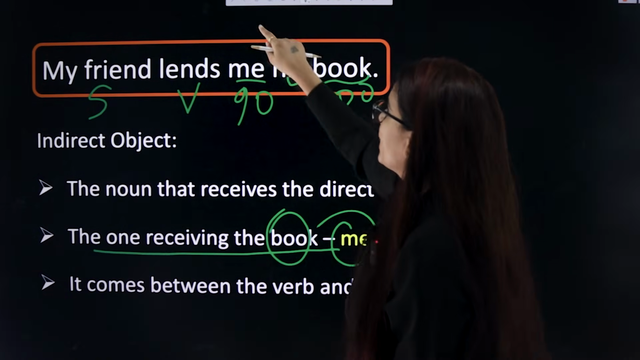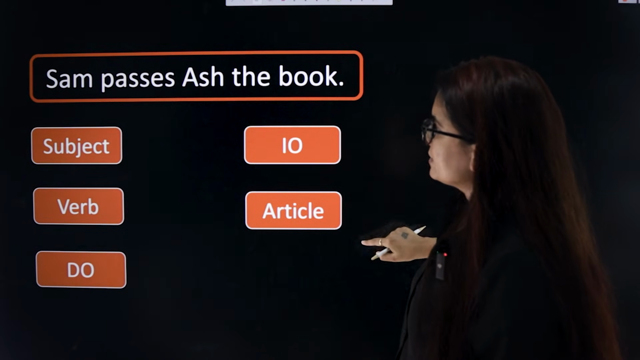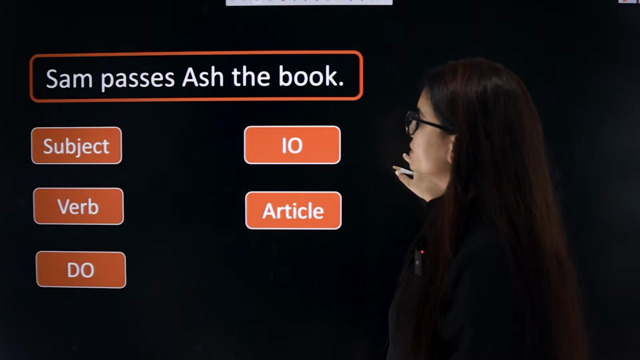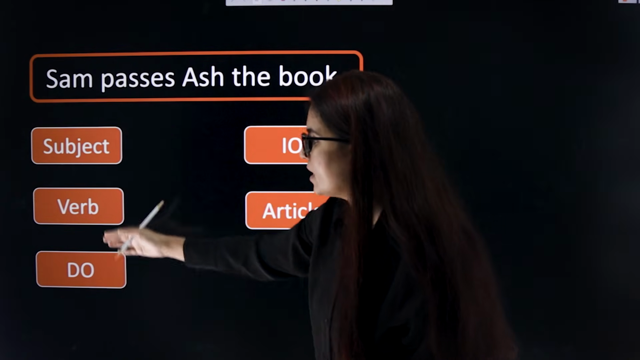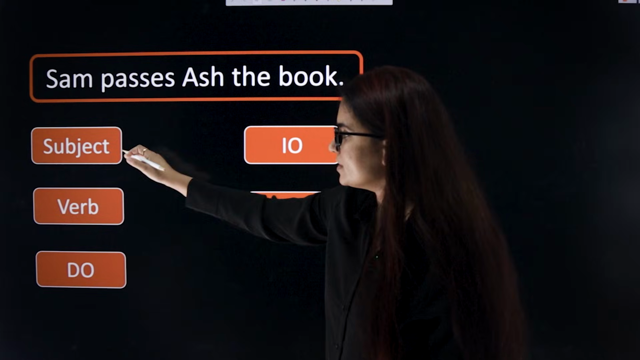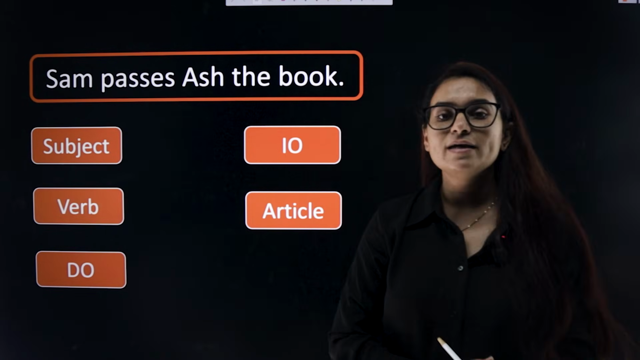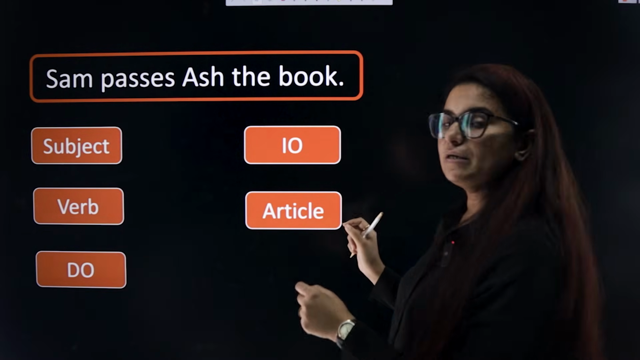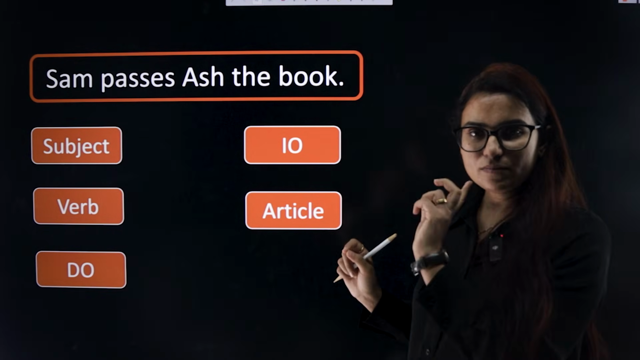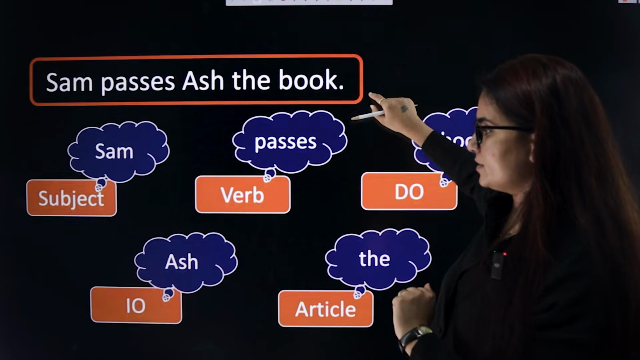100%? Alright. Now, we have a small exercise right now on your screen. Sam passes Ash the book. This is an exercise. I want you guys to take a minute and answer all of these questions. What is the subject? What is the verb? Direct object, indirect object, article. This is important. That's why you need to pause your video right now. Take a minute and do this. Okay? If you have done this, you can check the answer right now.